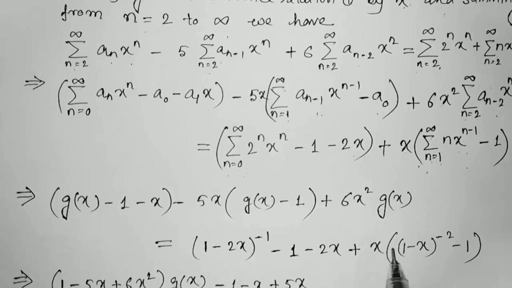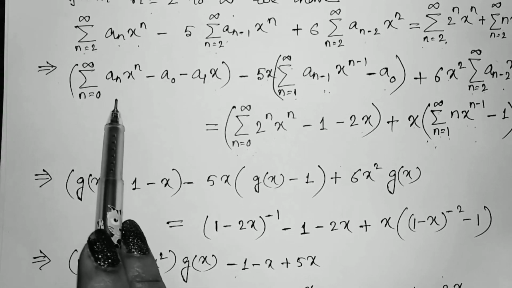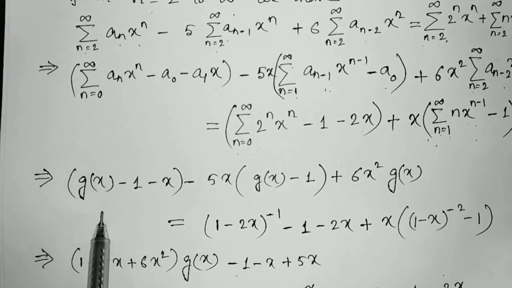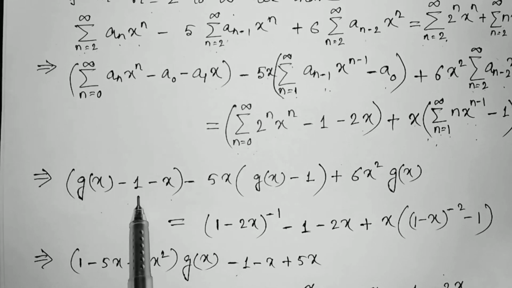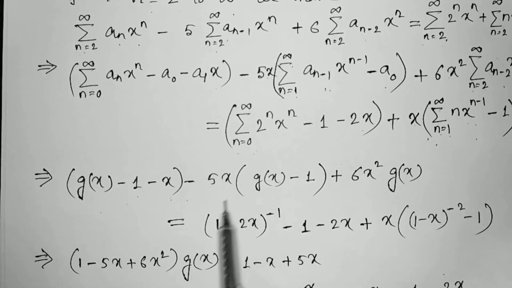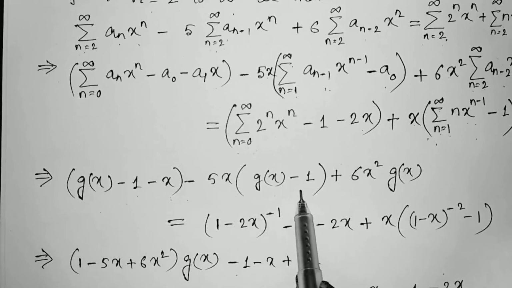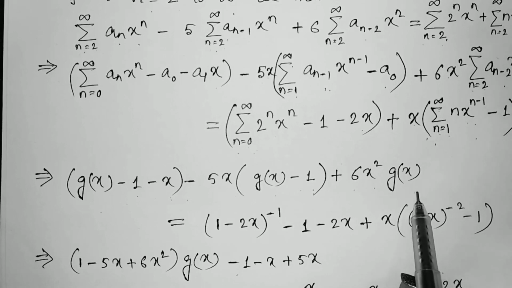So after summation we get this. Now we write, instead of the summation of n from 0 to infinity of a_n x to the power n, g(x). So g(x) minus 1 minus x, because a_0 equals 1 and a_1 is also 1. Now minus 5x times g(x) minus 1, because a_0 is 1, then 6x squared g(x).